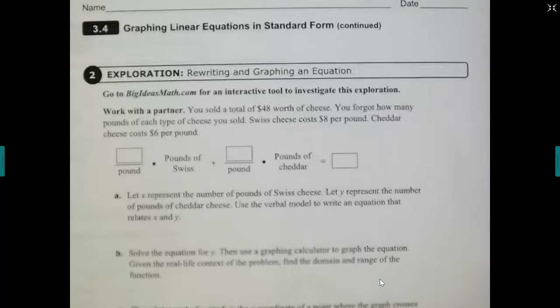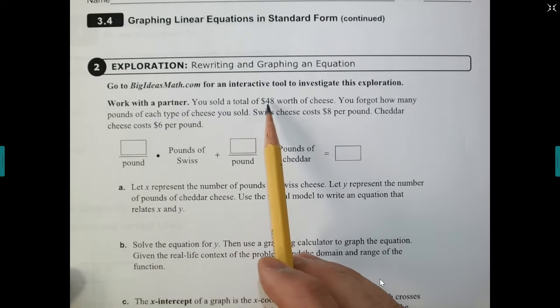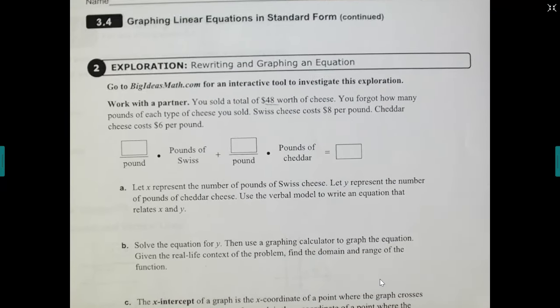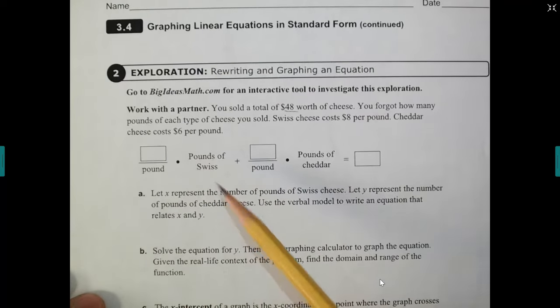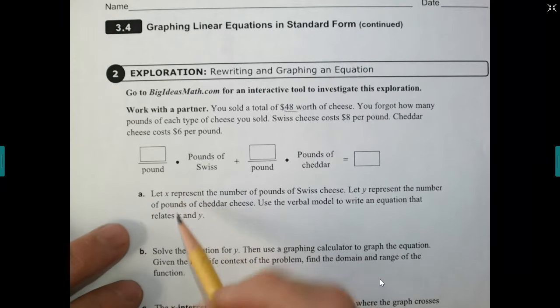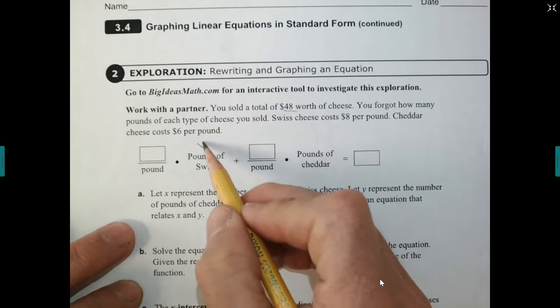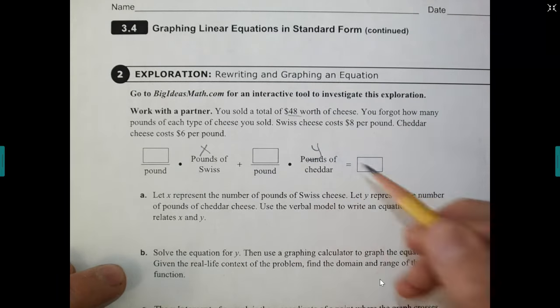So here on page 75 we have a problem. You sold a total of $48 worth of cheese. You forgot how many pounds of each type of cheese you sold. Swiss cheese costs $8 per pound, and cheddar cheese costs $6 per pound. So, let's check this out. Let x represent the number of pounds of Swiss cheese. So Swiss cheese is x. Let y represent the number of pounds of cheddar cheese. So cheddar cheese is going to be y.